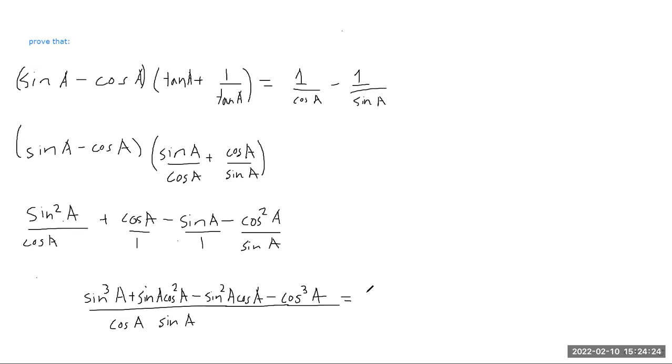All right, now we're gonna do some rearranging, Jamie. Now, you see where the sine cube A is and the minus sine square A is, we want to factor out a square. So group the sine cube A and the minus sine square A cos A. Then we're gonna have plus the sine A cos square A, minus cos cube over the denominator.